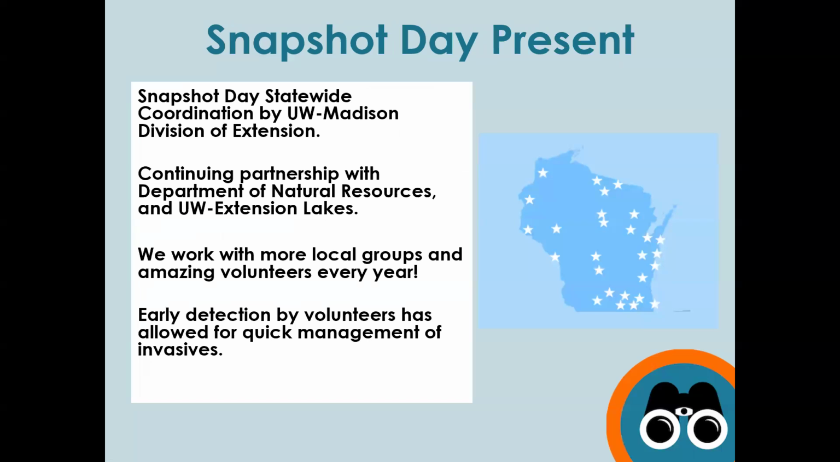And here we are today. We have over 25 participating locations each year. We have 25 this year. And again, we continue to partner closely with the DNR and Extension Lakes. Every year it's growing, and we have a lot of really great success stories of populations of AIS that have been caught early through the program and have been able to be managed effectively.